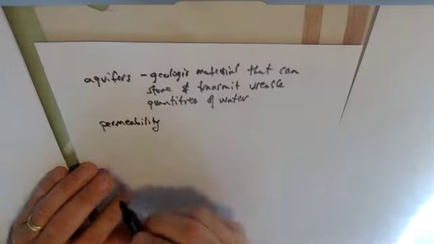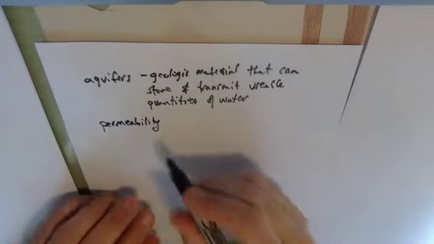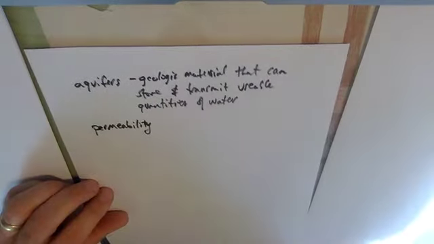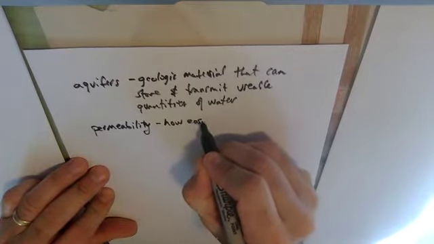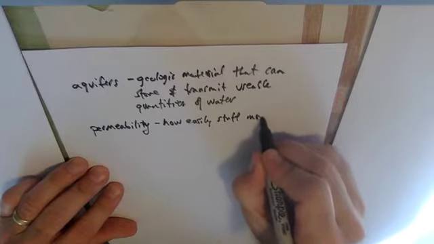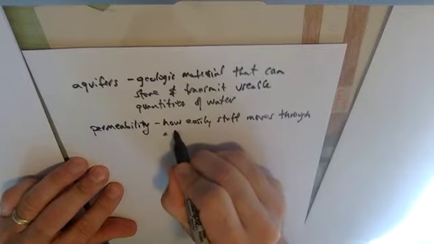So if something's permeable, it's like stuff can move through it. If you're playing basketball and you have a permeable defense, right, that means the other team's able to move through and score baskets, score points. So permeable is just how easily stuff, whatever it is, moves through a material.